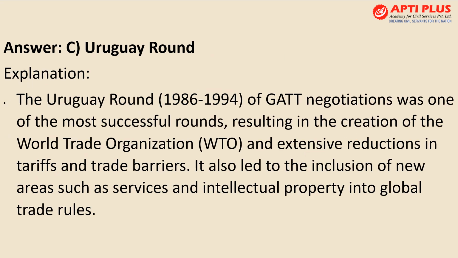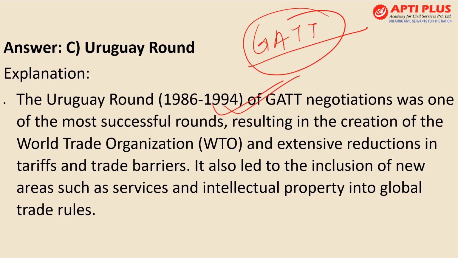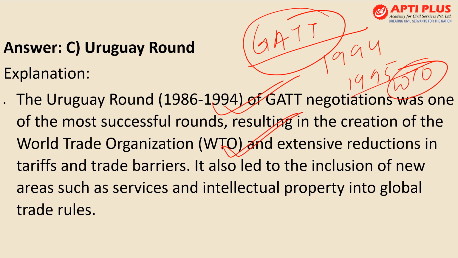So we shall know that there was a body called GATT earlier, under which there was Uruguay round of negotiations which concluded in 1994. As a result, in 1995, we have established WTO, and this WTO is an organization which helps in reducing the tariffs and the trade barriers. And it also works in the areas of services and intellectual property, so as to have better trade rules across the world.